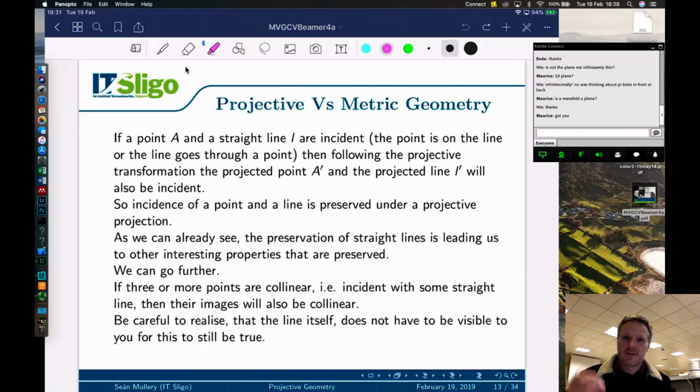Now, if that's the case, then the projected point, wherever it projects to, and the projected line will also be incident. In other words, that point will also be on that new projected line. It might move its position on the line, but it'll still be on the line, and that's important. Now that might seem obvious from the drawing that you saw earlier.